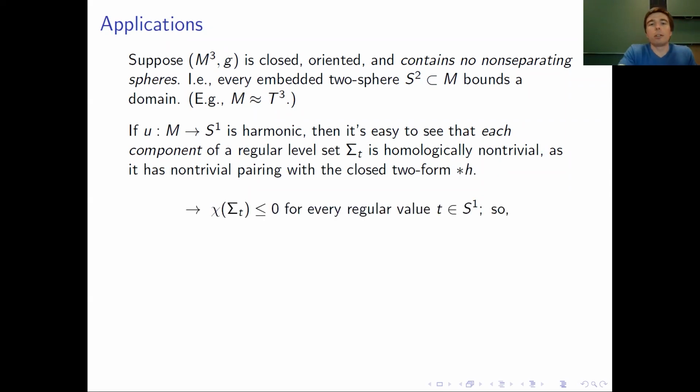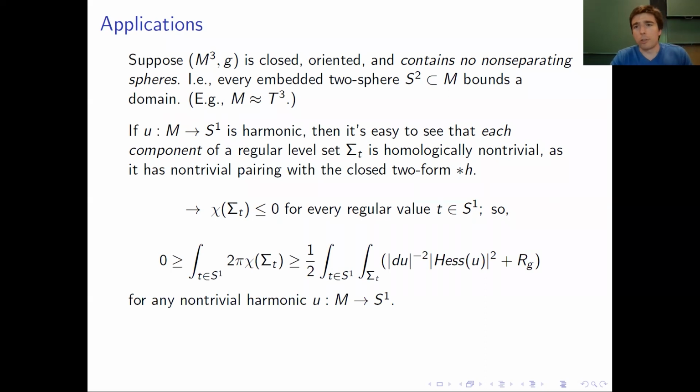All right, so in particular, if we have no homologically non-trivial 2-spheres, and each component of our level set is homologically non-trivial, then this tells us the total Euler characteristic of our fibers is going to be non-positive for every regular value. So we just apply this in this cute identity we had before, and we see that this quantity here is non-positive for any harmonic map.